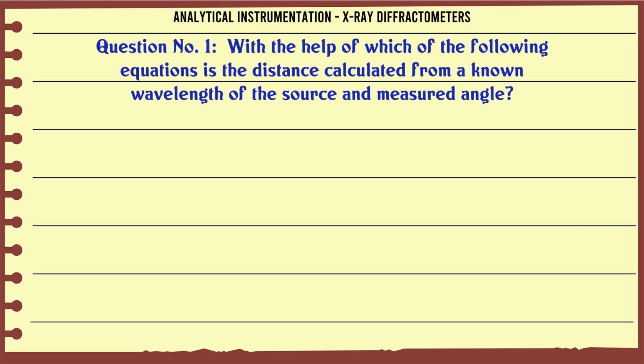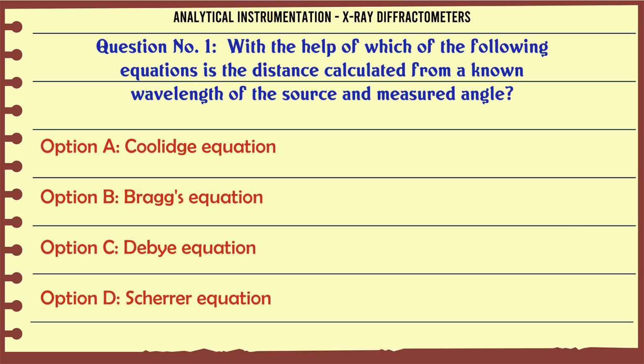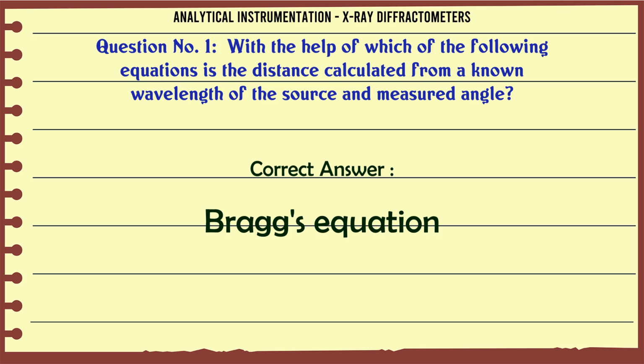With the help of which of the following equations is the distance calculated from a known wavelength of the source and measured angle? A. Coolidge equation. B. Bragg's equation. C. Debye equation. D. Scherrer equation. The correct answer is Bragg's equation.